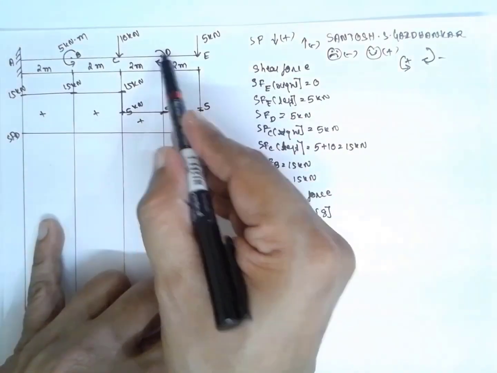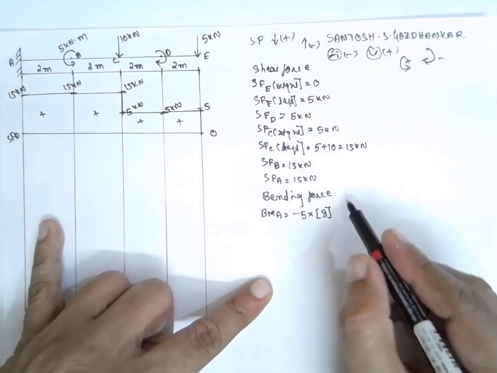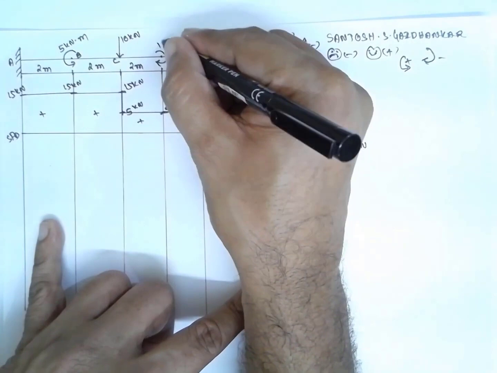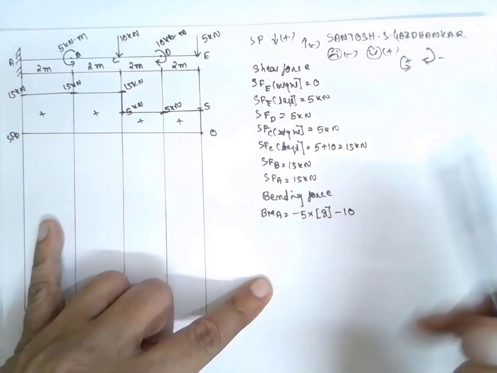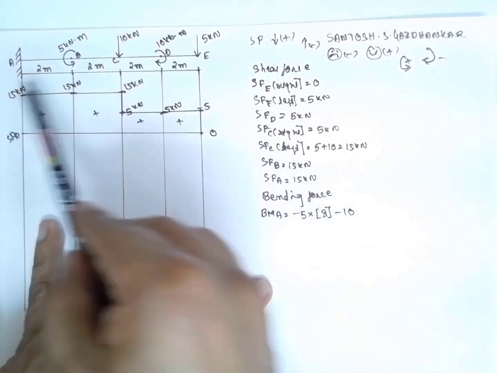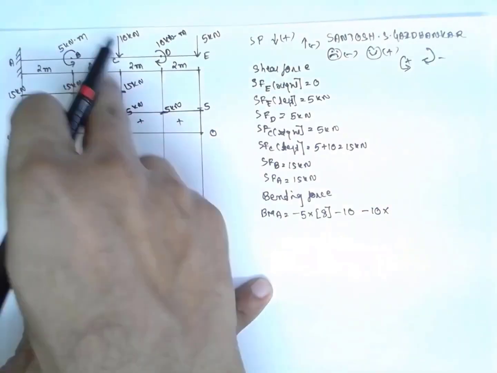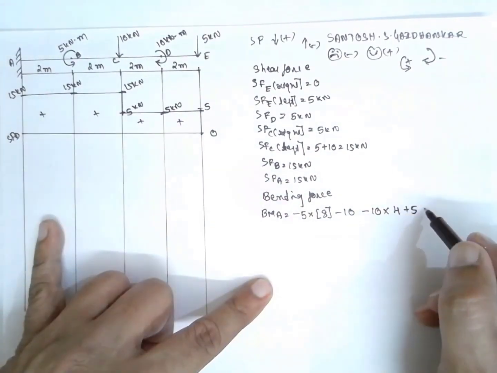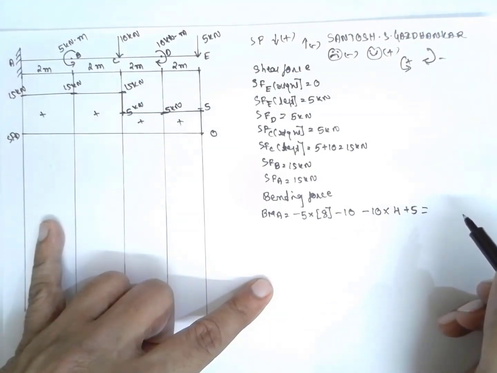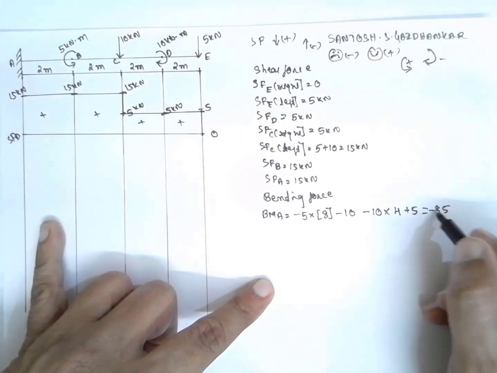The couple acting here is clockwise, therefore I will consider it as negative, minus 10 kilonewton meter. While considering the couple, please don't consider the length. Minus 10, next minus 10 into distance, that is 4 plus 5 plus 5. If we calculate, the answer will be minus 85 kilonewton meter.